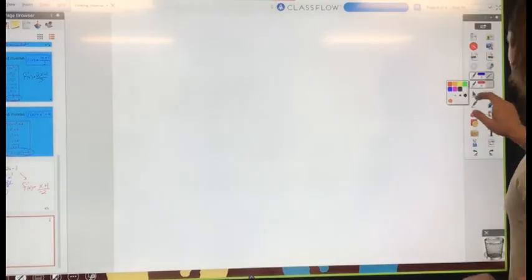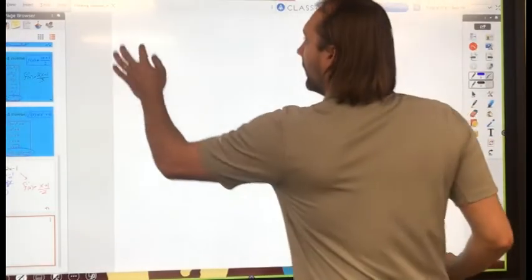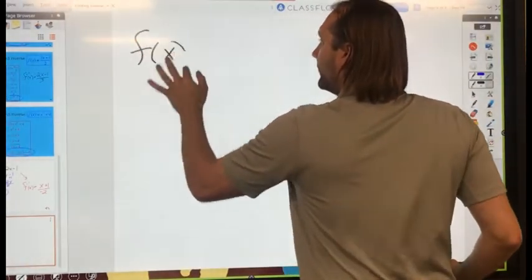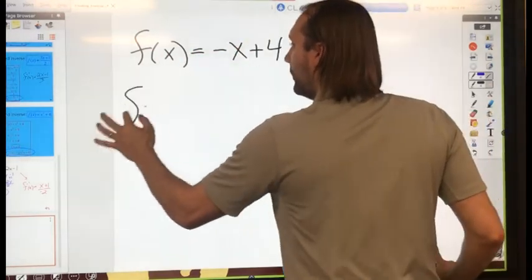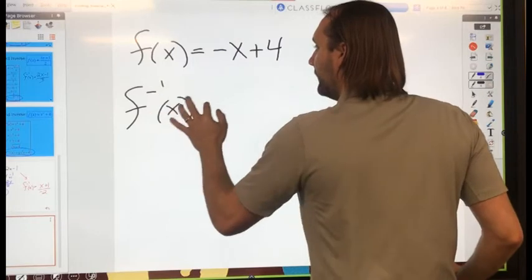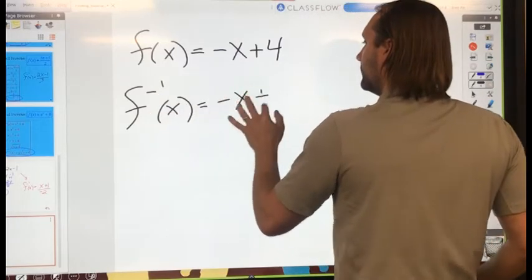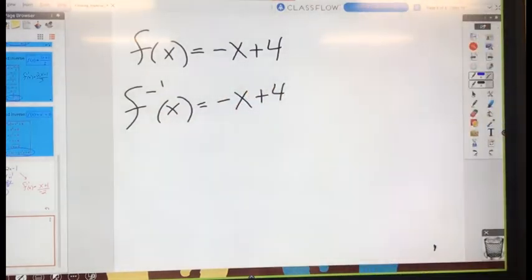Here's an interesting problem. F of x equals negative x plus 4. What do you think its inverse is? Is that its inverse? No. Guess what? It is. What? Is it because of the f of negative 1? Let's see why.